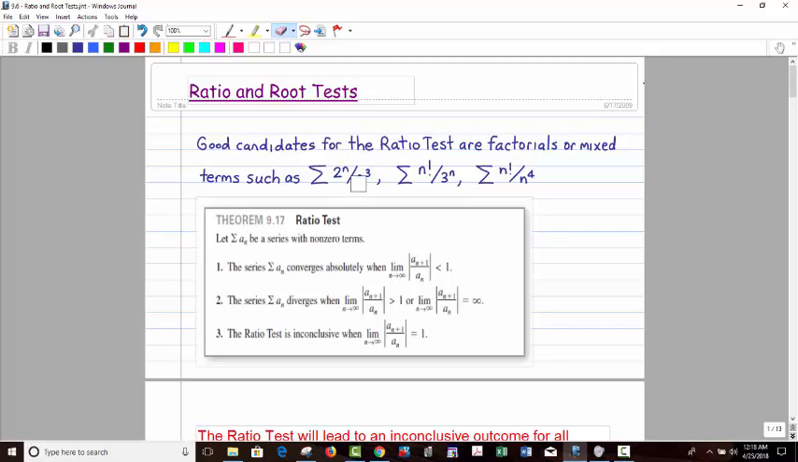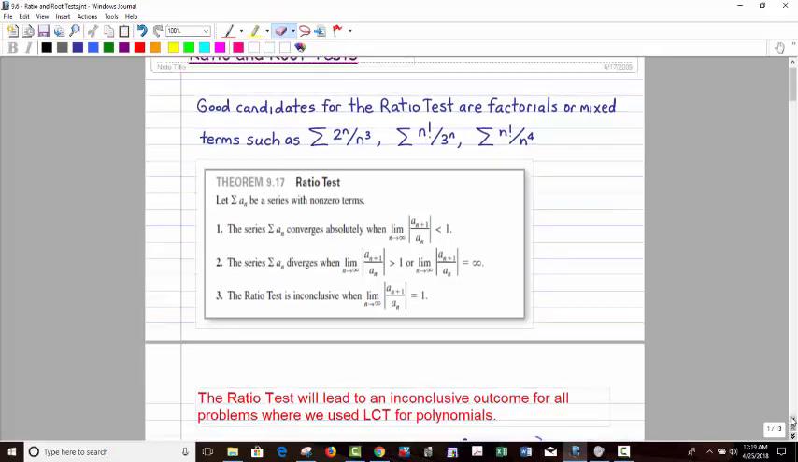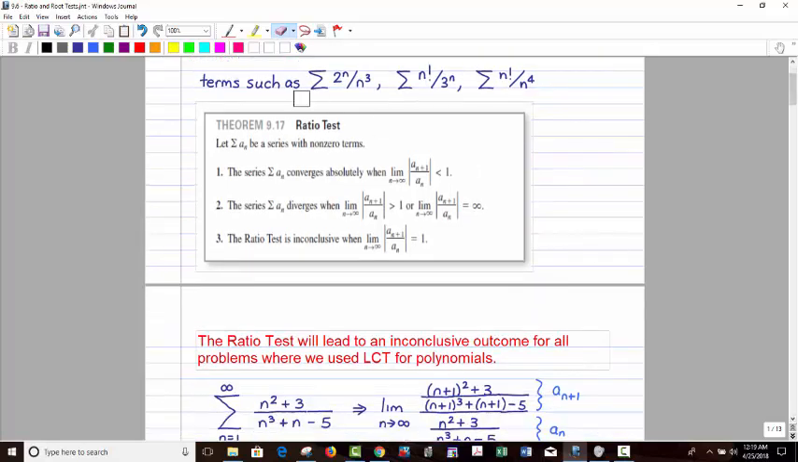But something like this one, 2 to the n over n cubed, where one term is geometric and one term is polynomial. So you're kind of looking for mixed things like that to be your candidates for ratio tests. Now let's take a look at how the ratio test is applied here.